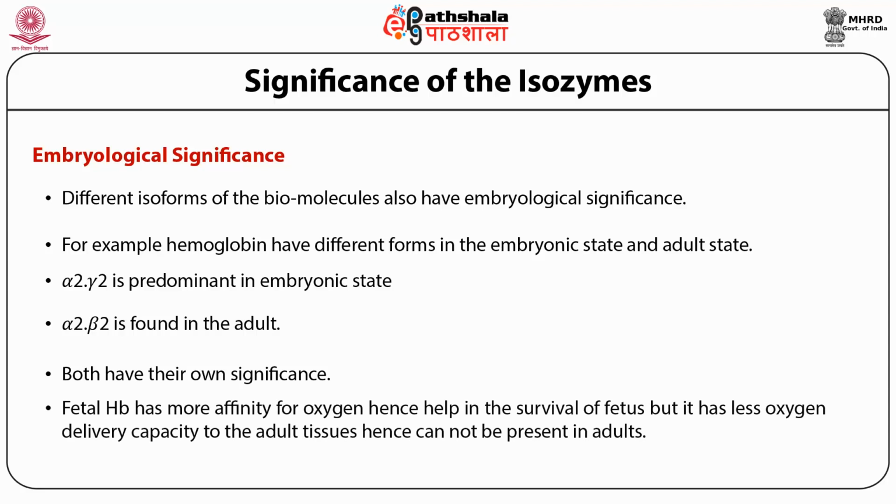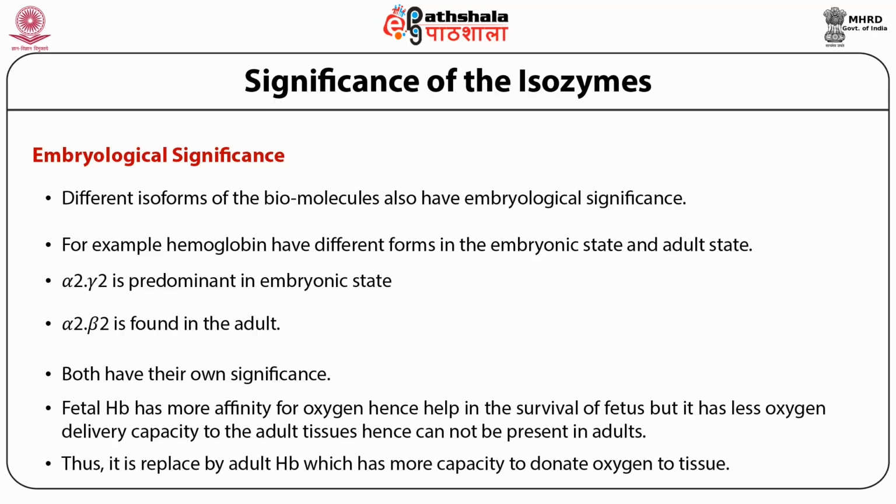The fetal or embryonic hemoglobin has more affinity for oxygen, hence it helps in the survival of the fetus, but it has less oxygen delivering capacity, therefore it cannot be used in the adult. Fetal physiology is such that fetal hemoglobin can deliver oxygen to the fetus, but not to the adult. Therefore, in the adult, alpha 2 gamma 2 is replaced by alpha 2 beta 2, which has more oxygen donating capacity.